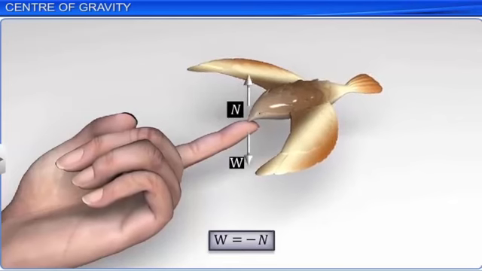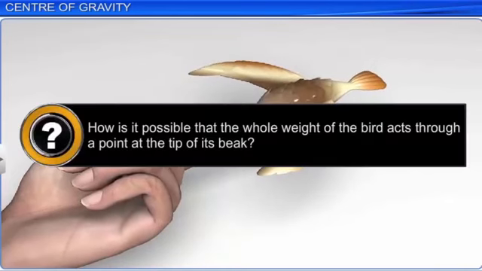How is it possible that the whole weight of the bird acts through a point at the tip of its beak?